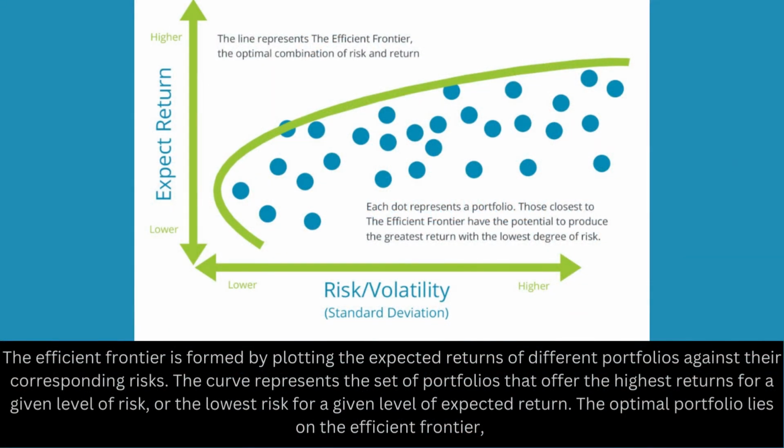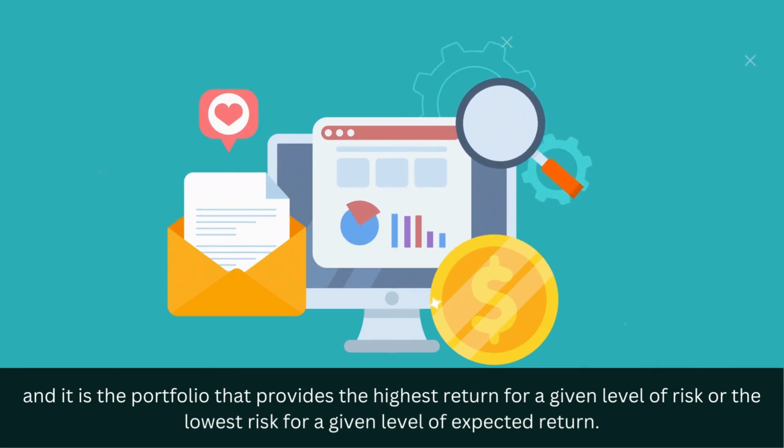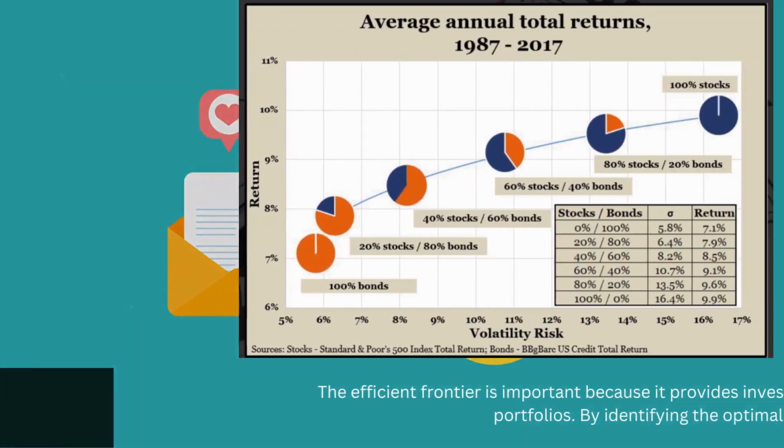The efficient frontier is formed by plotting the expected returns of different portfolios against their corresponding risks. The curve represents the set of portfolios that offer the highest returns for a given level of risk, or the lowest risk for a given level of expected return. The optimal portfolio lies on the efficient frontier, and it is the portfolio that provides the highest return for a given level of risk or the lowest risk for a given level of expected return.